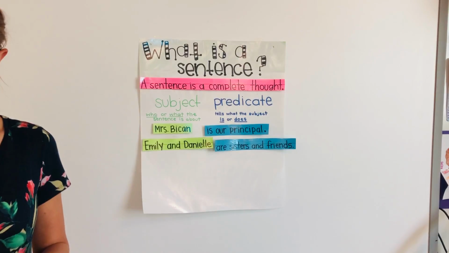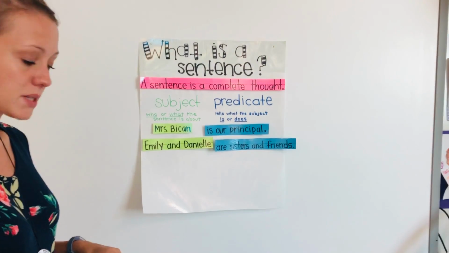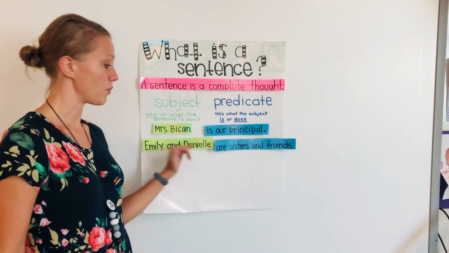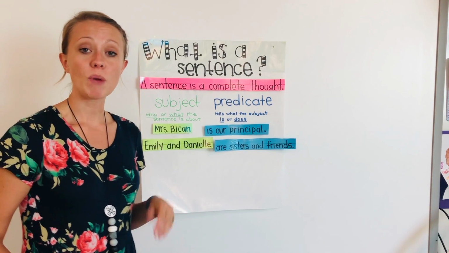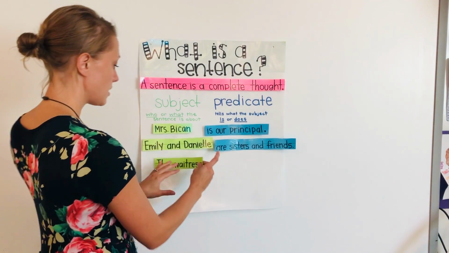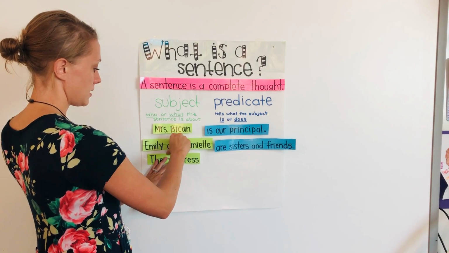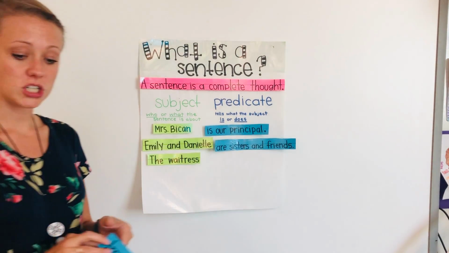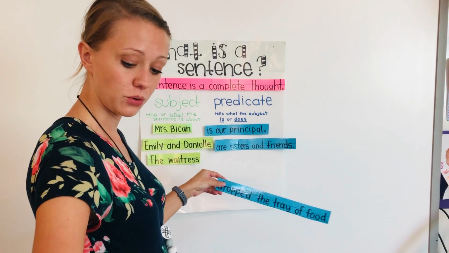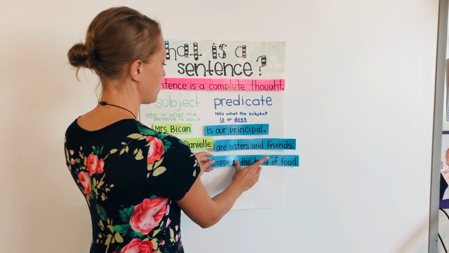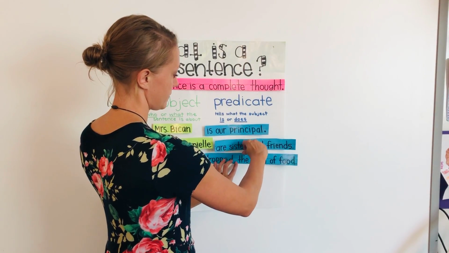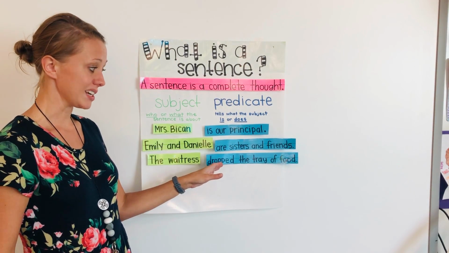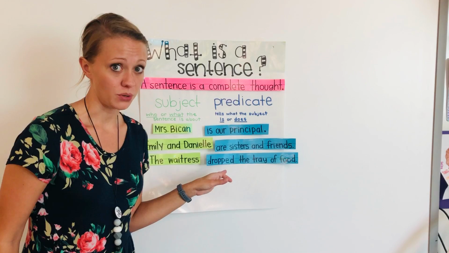Here's another example. Sometimes you don't have a specific person that you're talking about, like Mrs. Biken, myself, or my sister. Instead, you might refer to a person such as the waitress. The waitress is the subject of this sentence, and what she did is she dropped the tray of food, which would be considered a catastrophe. So we've got our subject, the waitress, and the predicate, what she does. She dropped the tray of food.